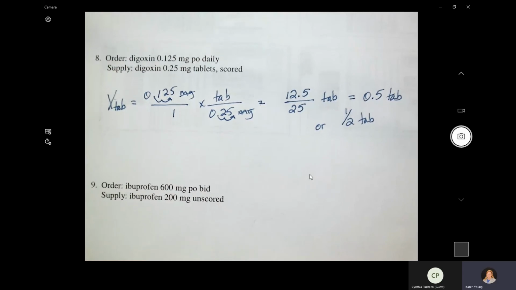And again, it's milligrams, so if you want to put the 1.2, the 0.125 and divide it by the 0.25 in your calculator, you're going to get the same answer. Okay?